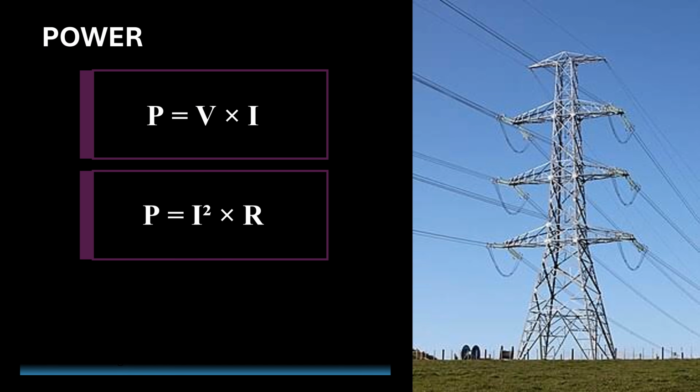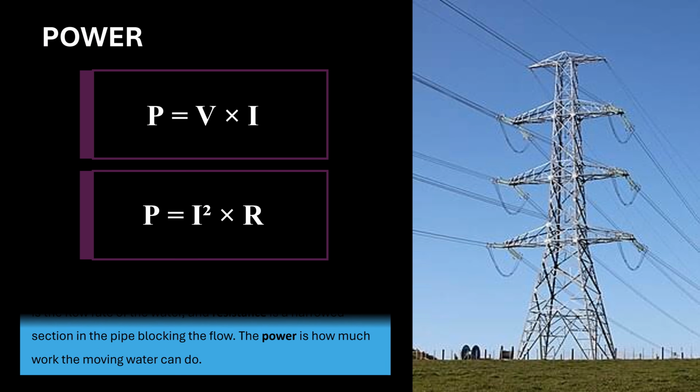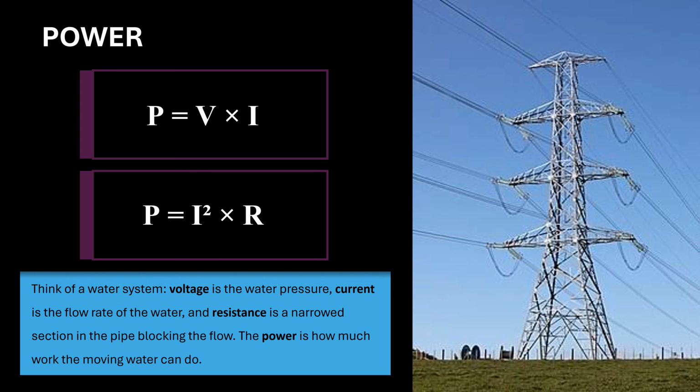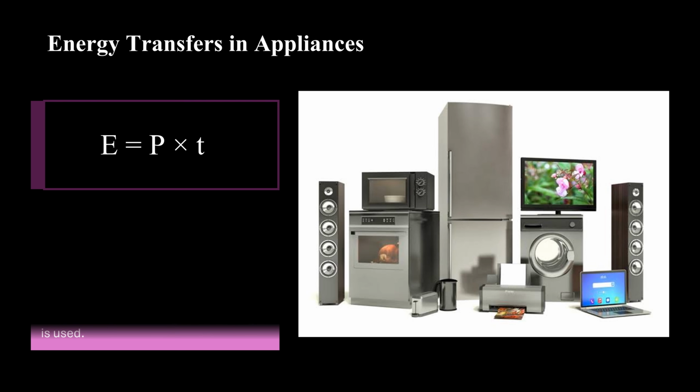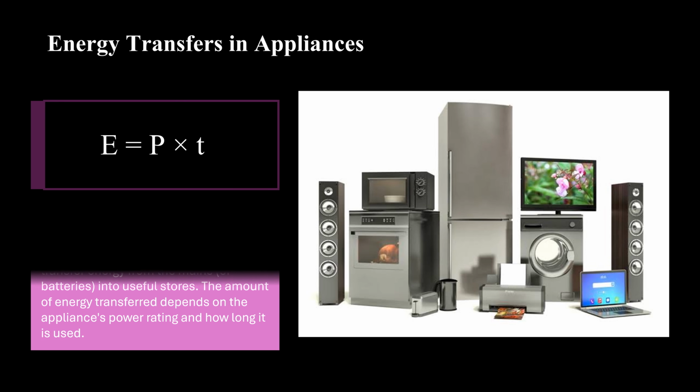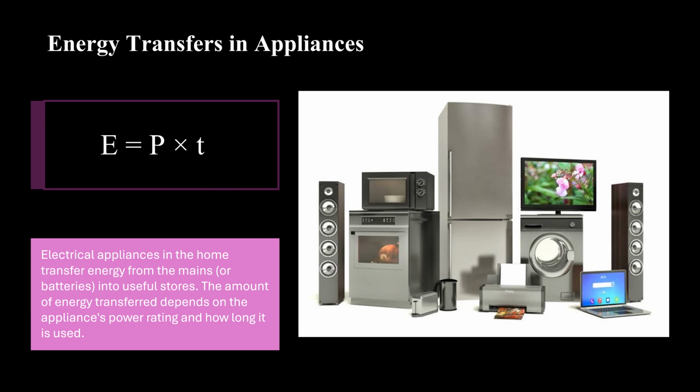Power is the rate at which energy is transferred. It's calculated using P equals V times I, or P equals I squared times R. The energy transferred by an appliance is found using E equals P times T. For example, a 2 kilowatt kettle used for 5 minutes transfers 600,000 joules.